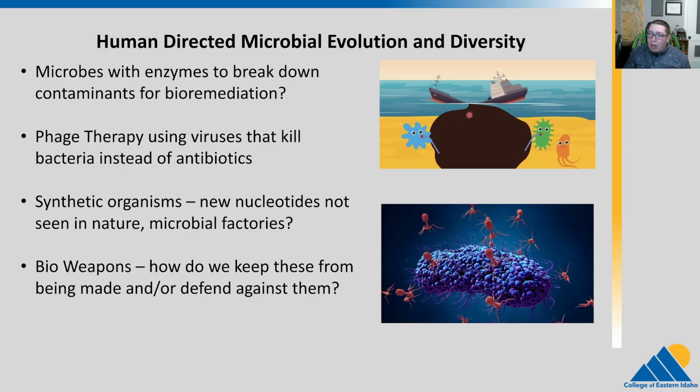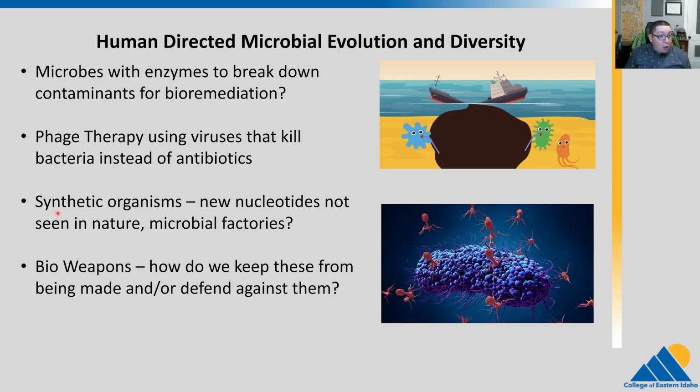There are microbes out there that can digest petroleum. They use it as food. What if we could help them along and direct their evolution to make them more efficient at doing that? We could clean up toxic spills or things like that. Then the idea of phage therapy: using viruses that kill bacteria to treat bacterial infections instead of antibiotics. This is an interesting topic. I'll talk briefly about it in the virus chapter. I think that's chapter 12.